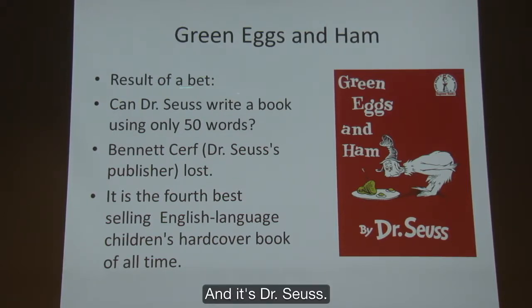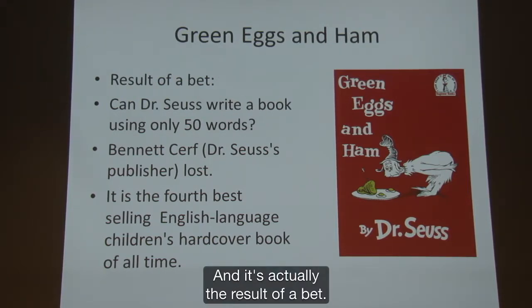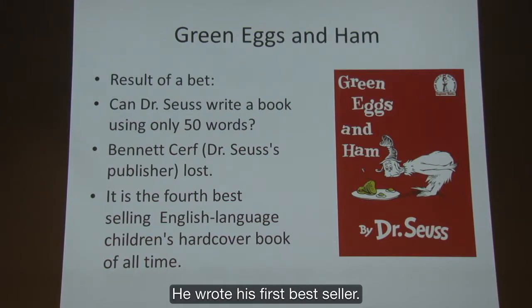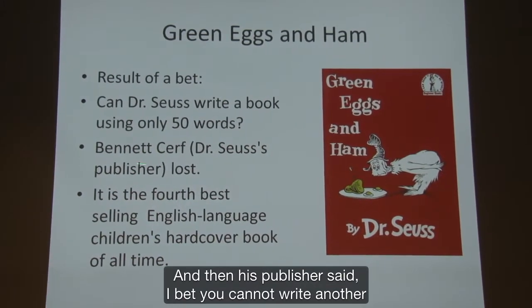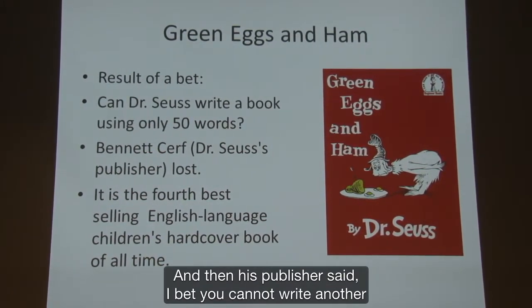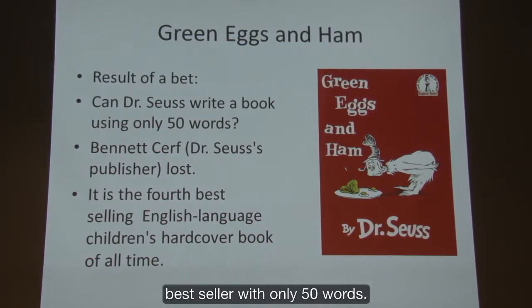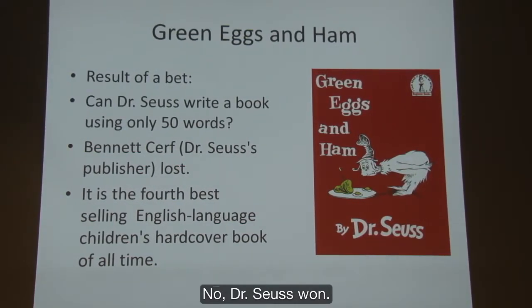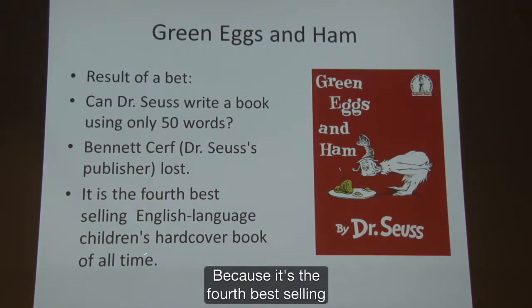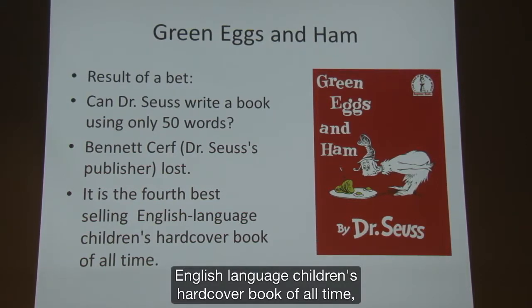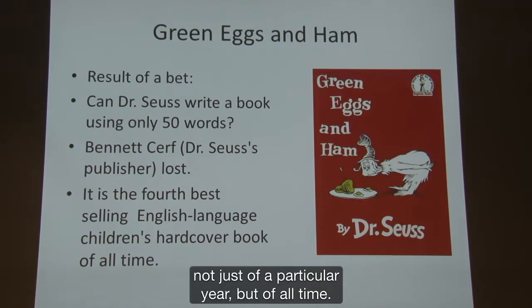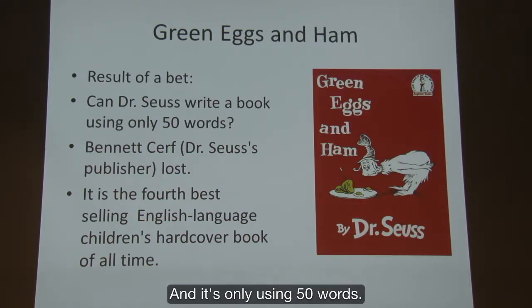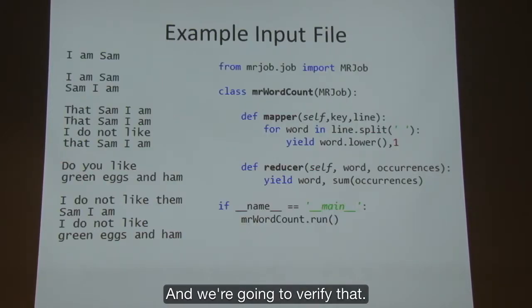And it's Dr. Seuss, and it's actually the result of a bet. He wrote his first bestseller, and then his publisher said, I bet you cannot write another bestseller with only 50 words. And Dr. Seuss won, because it's the 4th best-selling English language children's hardcover book of all time. Not just of a particular year, but of all time. And it's only using 50 words. And we're going to verify that.